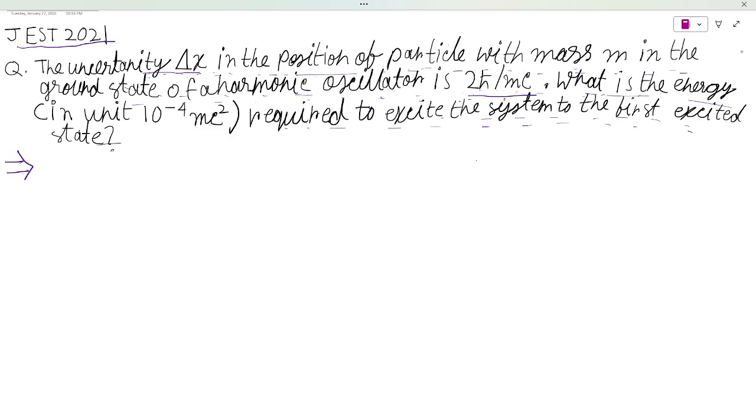Okay, this is the NAT question, and we have to find the answer. The unit of the answer is 10 to the power minus 4 mc square. Means if the answer is a into 10 to the power minus 4 mc square, then we have to put a in the exam hall as the answer.